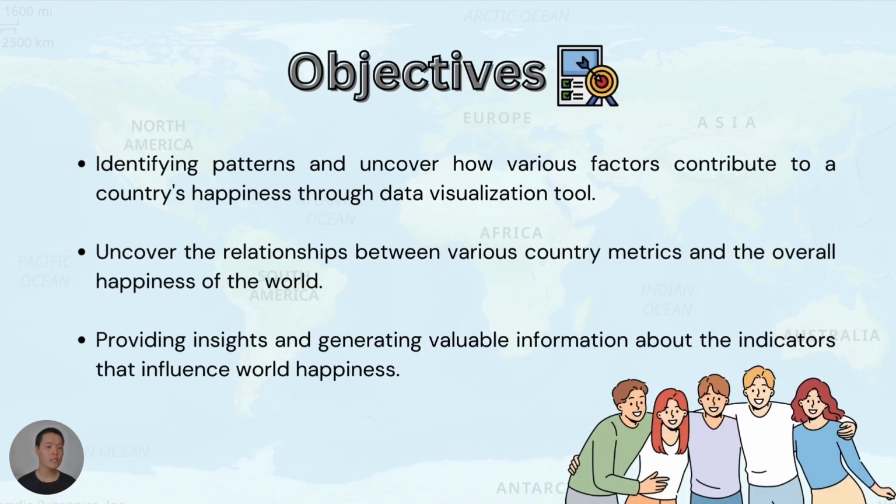Objective. The first objective is to identify patterns and uncover how various factors contribute to country happiness through a data visualization tool, Power BI. The second one is to uncover the relationship between various country metrics and the overall happiness of the world. The third one is to provide insights and generate valuable information about the indicators that influence world happiness.